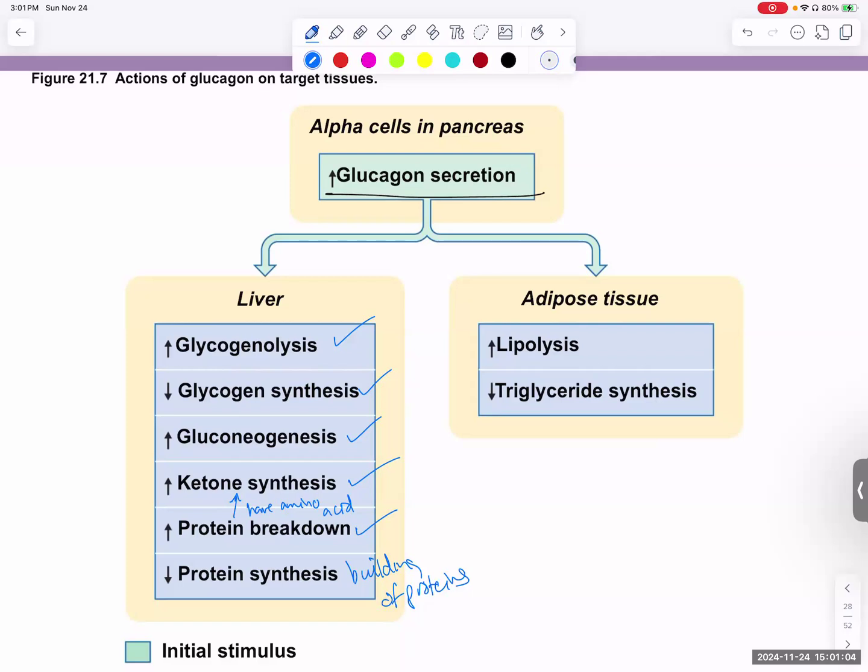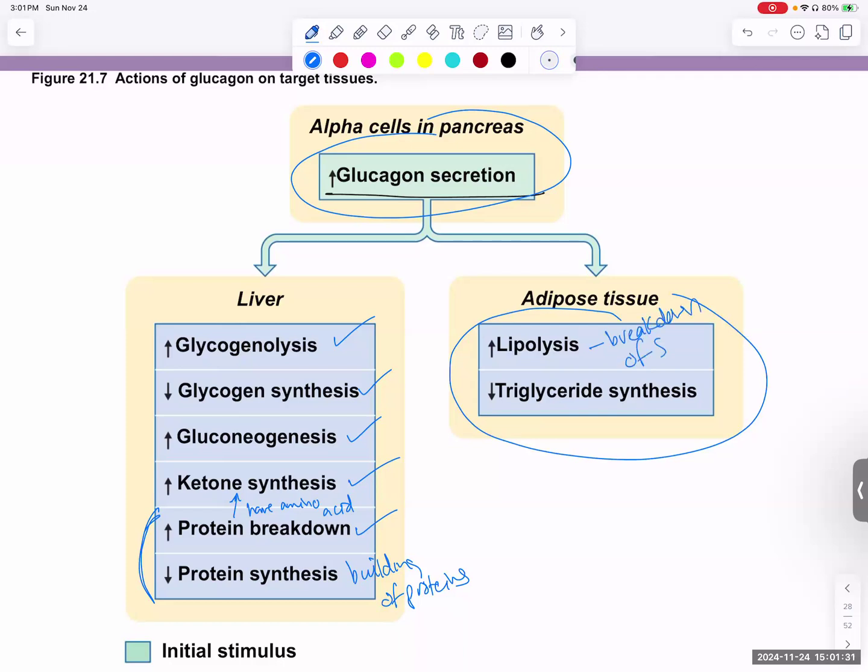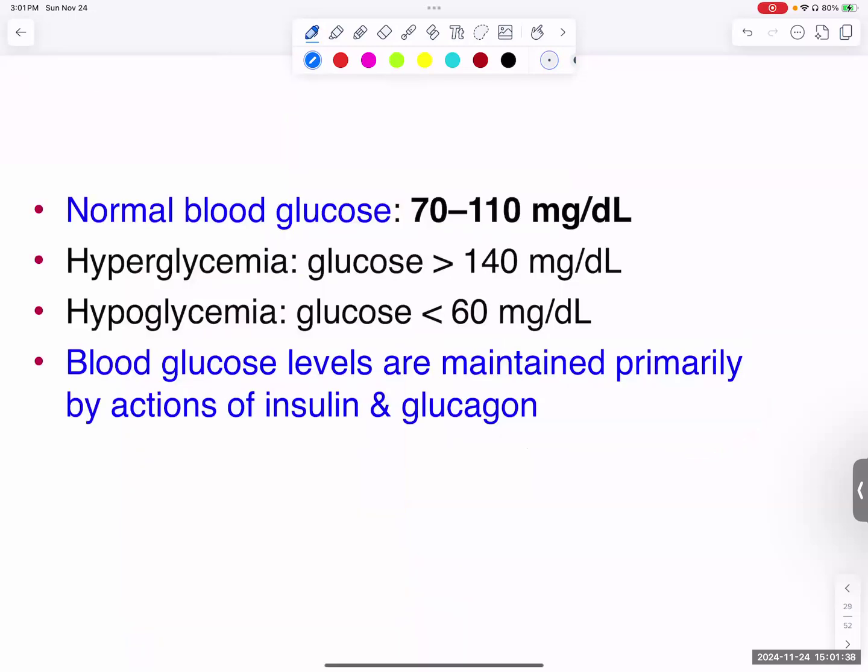This is why when you're working out, you don't want to be in a post-absorptive state where you have glucagon being secreted, because you're trying to work out to build up your muscles, but you're breaking them down at the same time because you need some kind of stored glucose. It also is going to cause lipolysis, which is the breakdown of stored fats. And it's going to decrease building of stored fats.